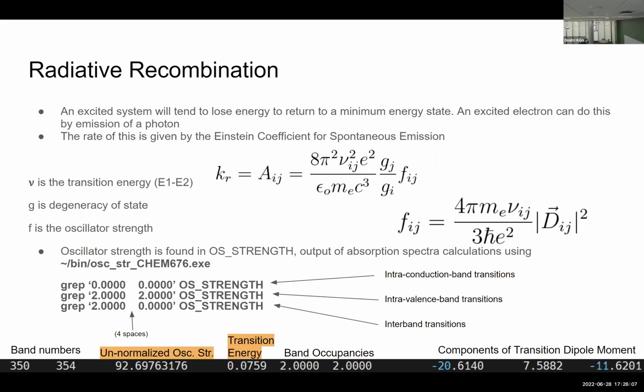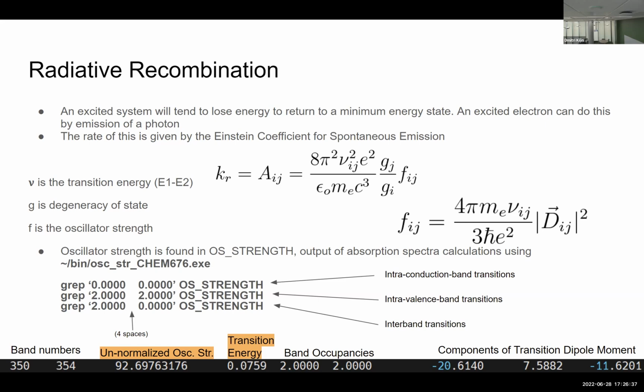First we have to worry about when that relaxation is actually going to emit a photon, or radiative recombination. From Will's presentation, we can tell that the rate of emission is just the Einstein coefficient, which we're going to relabel as Kr. And here's the equation for the oscillator strength in case you want it.